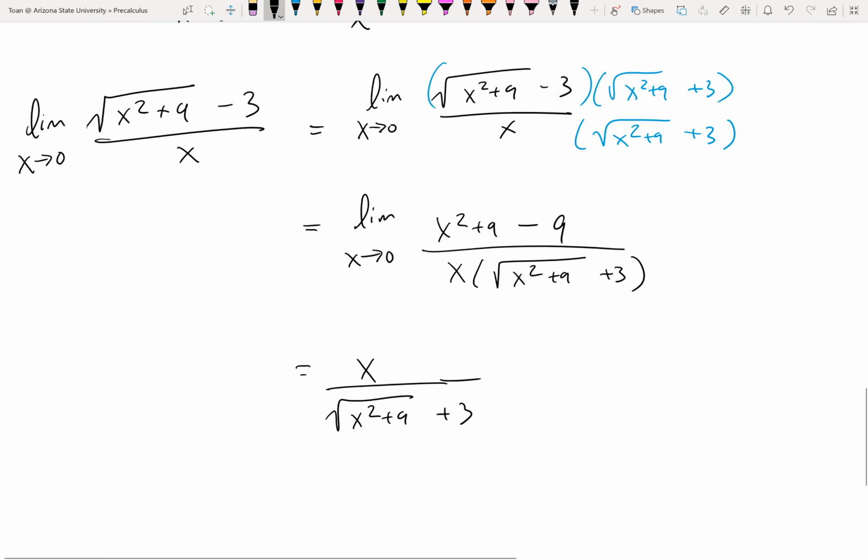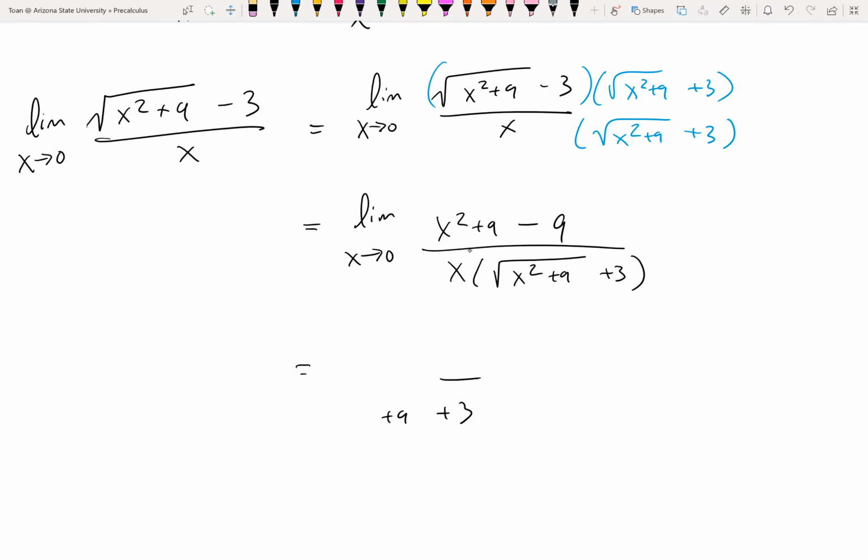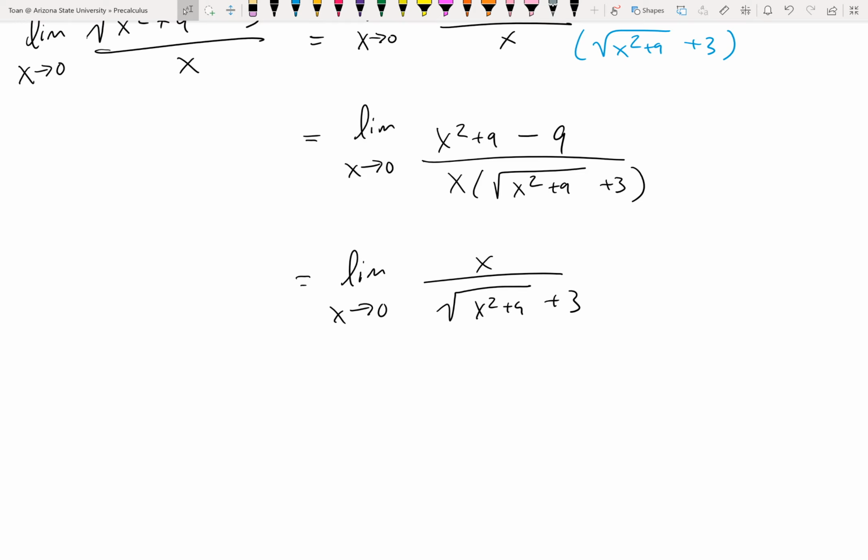And I think that's where we're left. Oops, I forgot the limit. See, that would have been bad. I would have gotten this problem wrong or points deducted. I haven't applied the limit, so I've got to rewrite it. x over the square root of x squared plus 9 plus 3. Now I can go ahead and attempt to plug the limit in. And if I plug it in, all that work gives me a 0 because I still have a 0 on top.